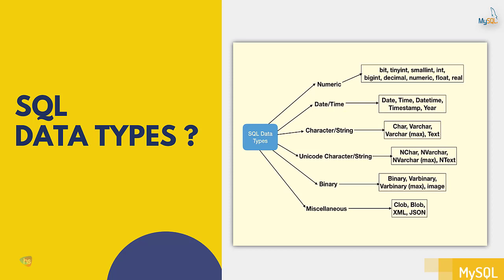Then binary, varbinary, varbinary max, or image. By choosing binary or image, we can store images in that column. Any attachments, documents, or PDF documents can also be stored inside the database tables. And CLOB, BLOB, XML, and JSON are formats we can store directly inside the database.